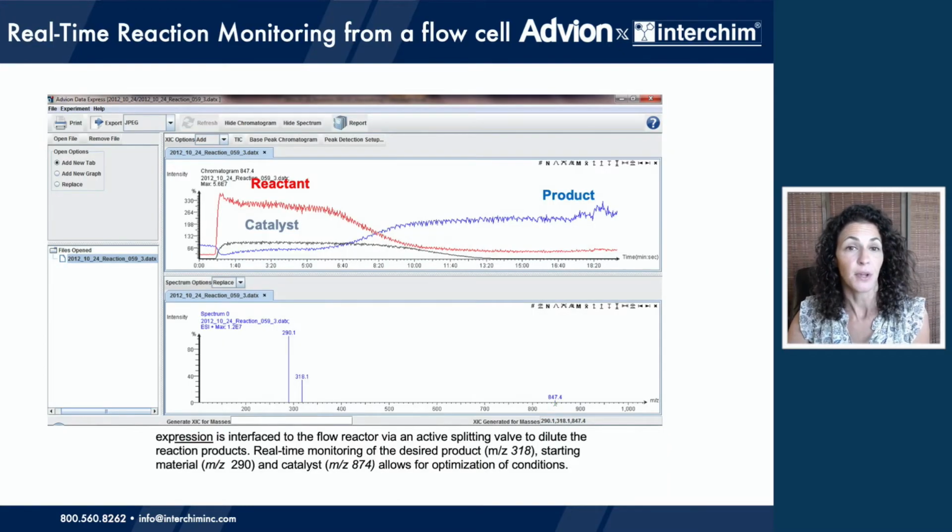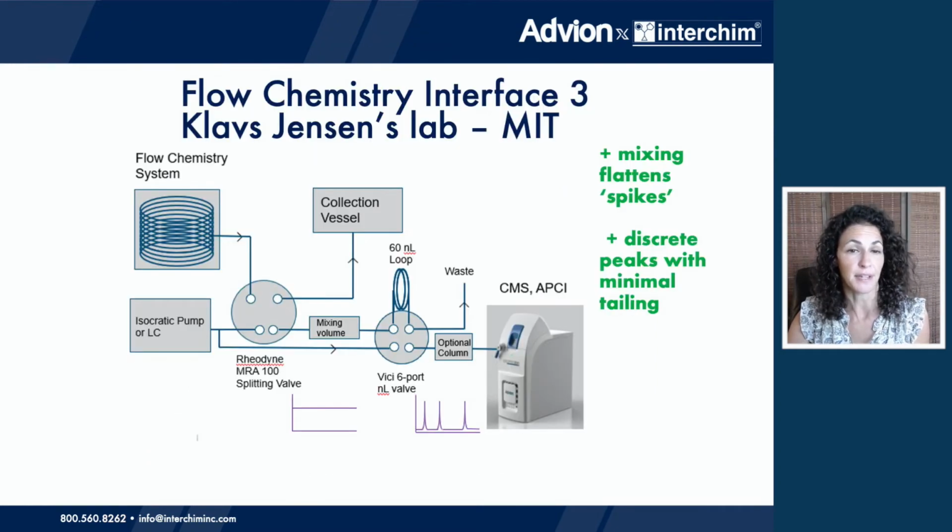In this example, we are using selected ion monitoring of the reactant, the catalyst, and product masses at the same time. This is an example of the CMS being used to monitor reactions in flow. This was done by the Jensen lab at MIT.